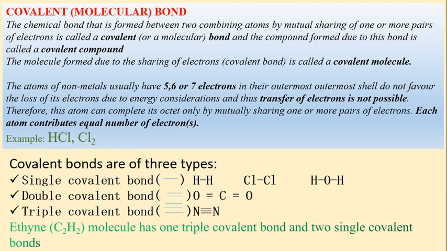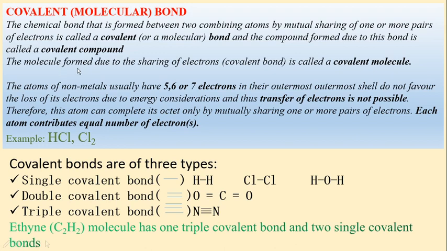So what does one or more pairs mean here? If the first atom gives one electron, the other atom also gives one electron. So they are sharing mutually either one or two or three, like that. So the chemical bond that is formed between two combining atoms by mutual sharing of one or more pairs of electrons is called covalent bond. And any compound formed by means of this covalent bond is called a covalent compound.